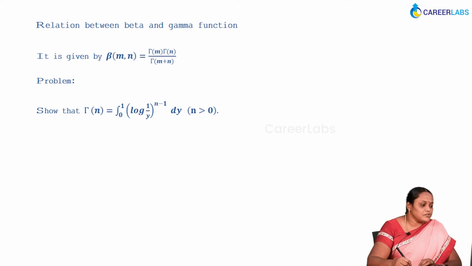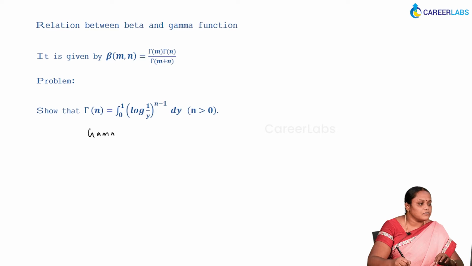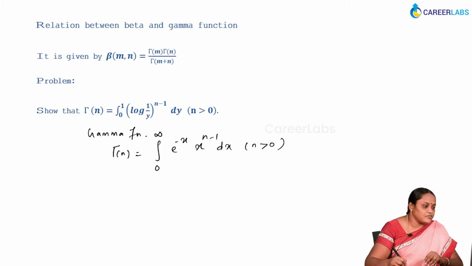So by the definition of gamma function, how do you define the gamma function? Gamma n is equivalent to integral 0 to infinity e power minus x into x to the power n minus 1 dx for n greater than 0. So this is the definition of gamma function.